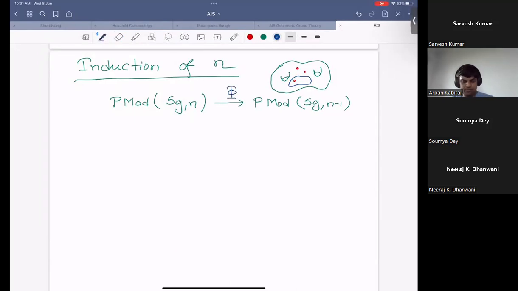Call it phi, or let me check what notation they have used. I will pretty much use the same. Okay, so they have used forget. So let me write this. Forget map means you simply forget that there is a puncture. Okay. So the question is, what is the kernel of the forget map? This is going to give you a homomorphism between these two groups.